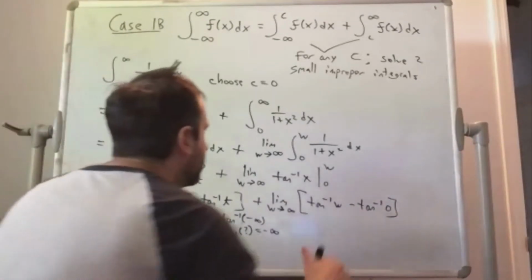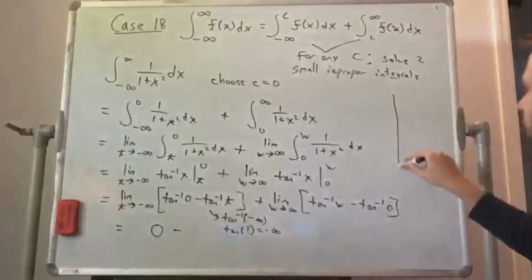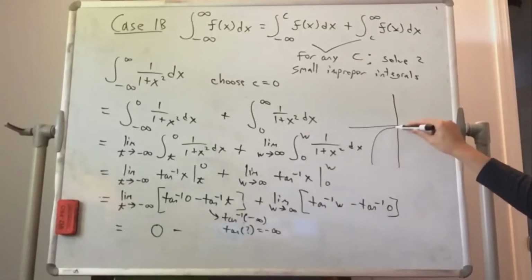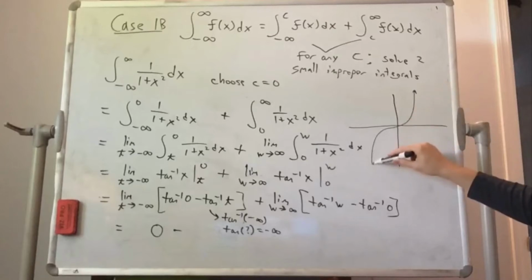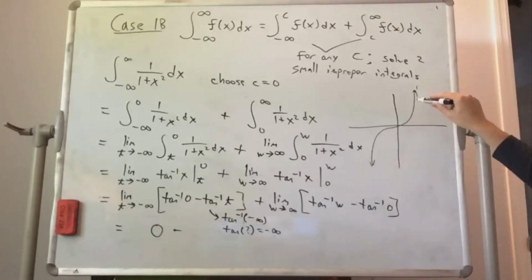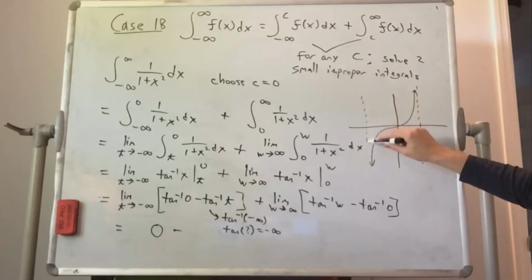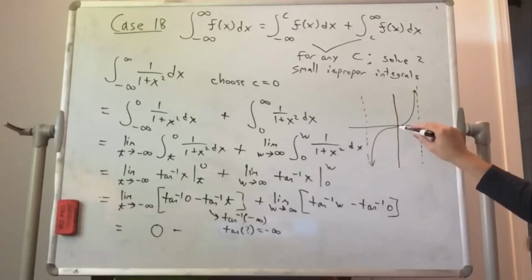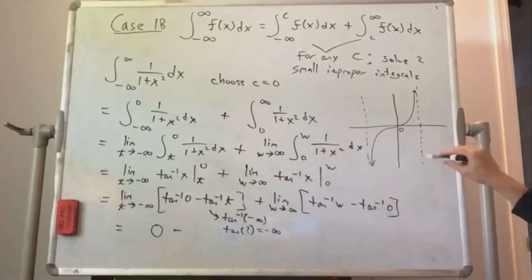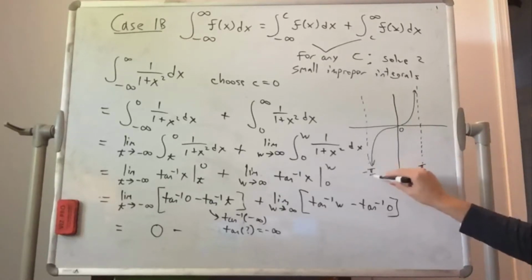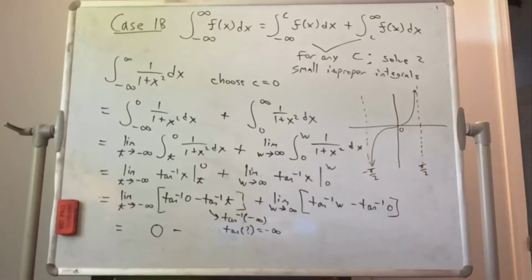Two, no. So let's consult the tangent graph, right? If you remember the tangent graph, it looks like this. Its primary piece of it anyway, primary period. And it has asymptotes here. And if you recall, obviously it goes through 0, 0. And these asymptotes are at plus or minus pi over 2.